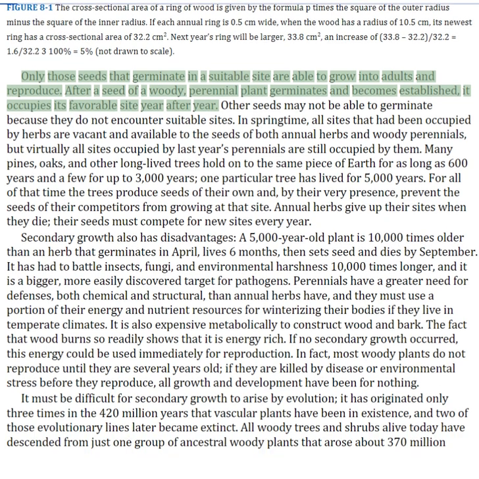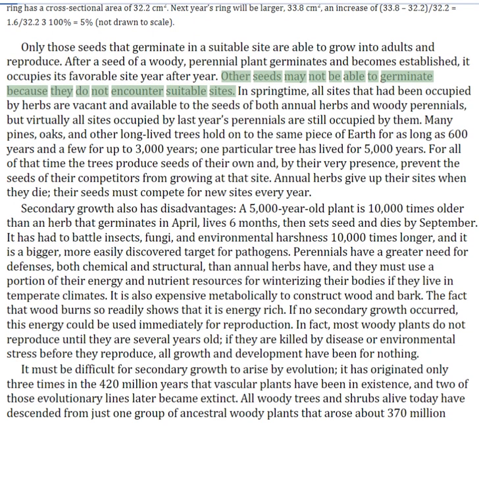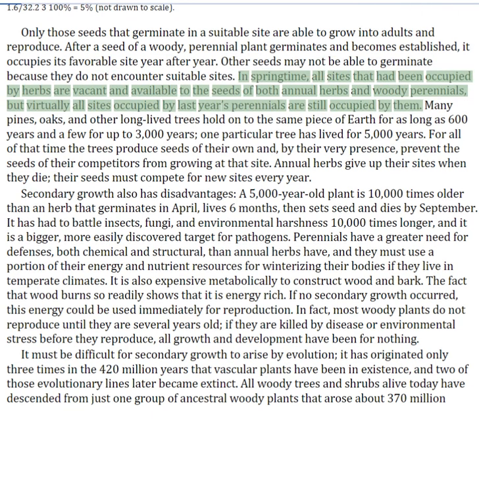Only those seeds that germinate in a suitable site are able to grow into adults and reproduce. After a seed of a woody, perennial plant germinates and becomes established, it occupies its favorable site year after year. Other seeds may not be able to germinate because they do not encounter suitable sites. In springtime, all sites that have been occupied by herbs are vacant and available to the seeds of both annual herbs and woody perennials, but virtually all sites occupied by last year's perennials are still occupied by them.